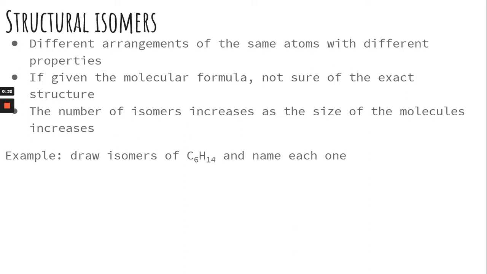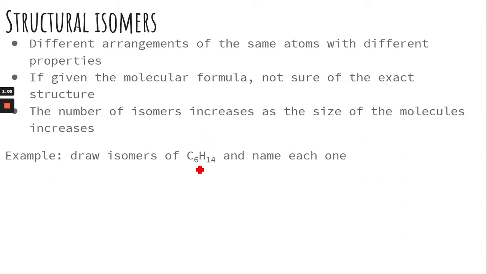Today we're going to talk about structural isomers. These are arrangements of the same atoms with different properties. The number of isomers increases as the size of the molecule increases. So, for example, if you're just given C6H14, you could draw that in different ways. The most common way of doing it would be to draw the straight chain of 6 carbons.